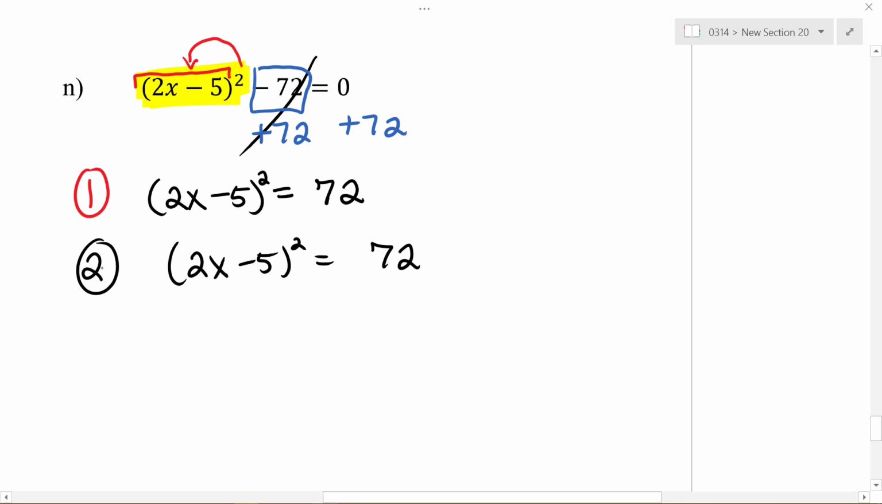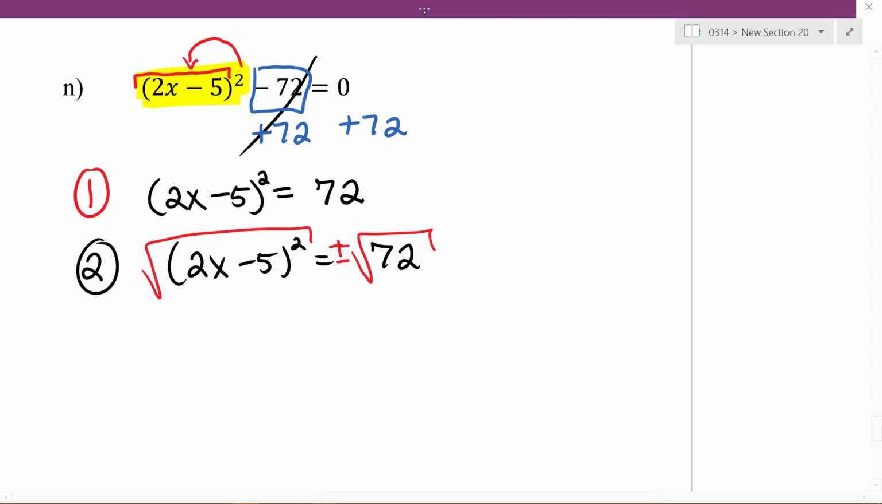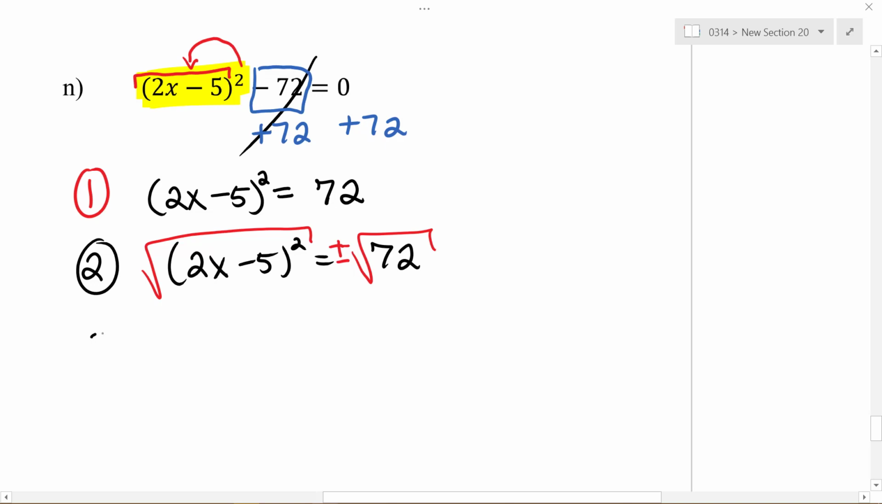Alright, so step 2 says we're going to apply that square root to both sides. So square root, plus minus. Step number 3 says we want to simplify our radicals. So if we have any groups of 2, we want to make sure that we bring them out. So 2x minus 5 in the parentheses squared, that's a group of 2. We've already talked about our shortcut. The square root symbol and the square are going to disappear, and we're left with just what's inside of the parentheses. Okay, we'll bring down that plus or minus.